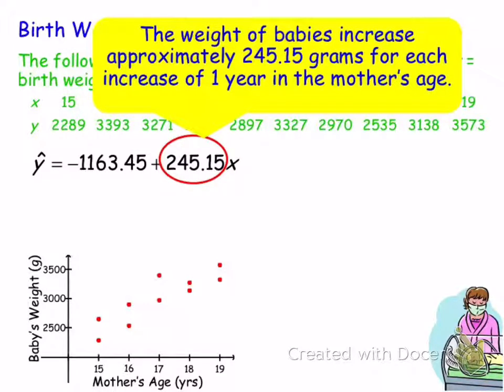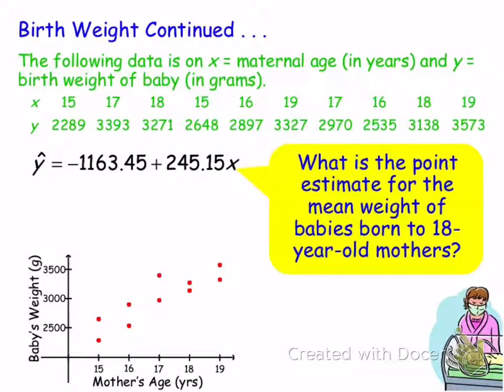How would I interpret the y-intercept? When x is equal to 0, y. So what would it mean when x is 0? When the mother is 0 years old, the baby's weight is negative 1,063.45 grams. Does that make sense? When the mom is 0. That makes more sense.